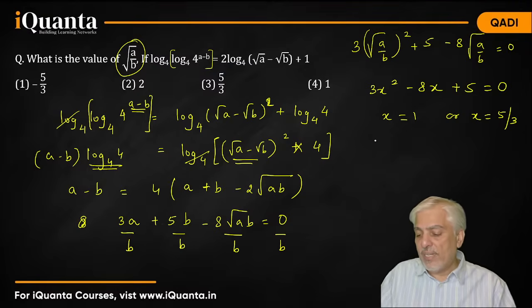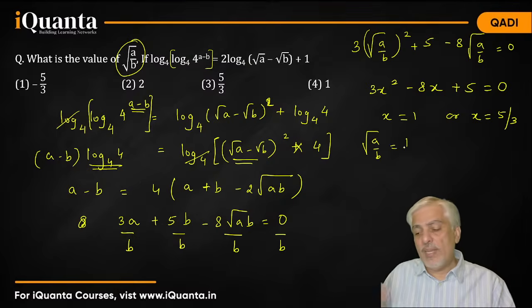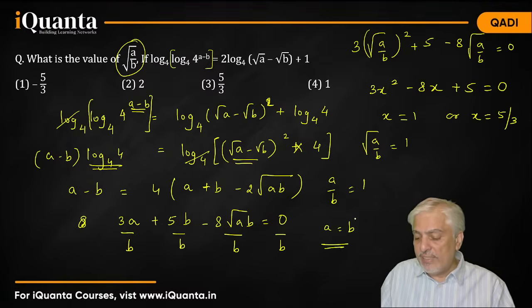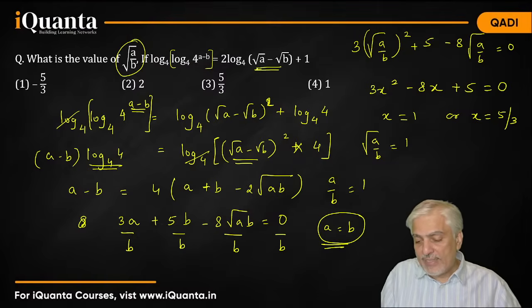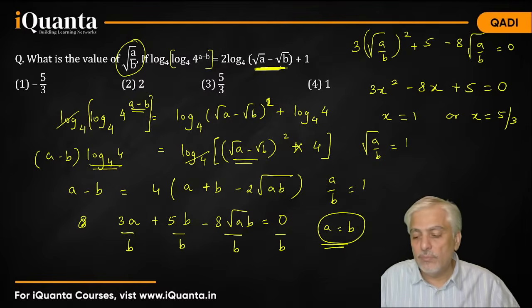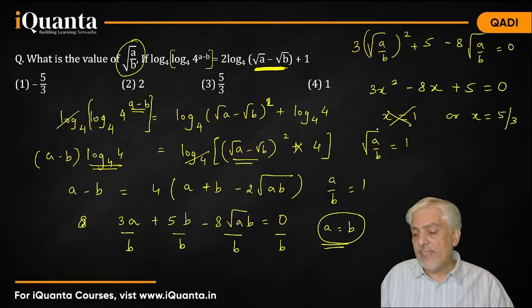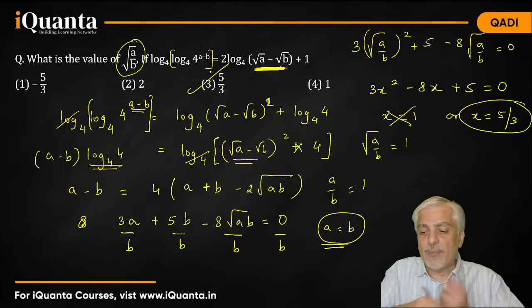So let's check. If root of a upon b is 1, if I take squares on both sides, I'll get a upon b also as 1, which means a is equal to b. Now if you think logically, this is not possible, because if a is equal to b this bracket will become 0. That is why this value gets eliminated. And the answer is x is equal to 5 upon 3. That means the answer which we wanted was 5 upon 3.